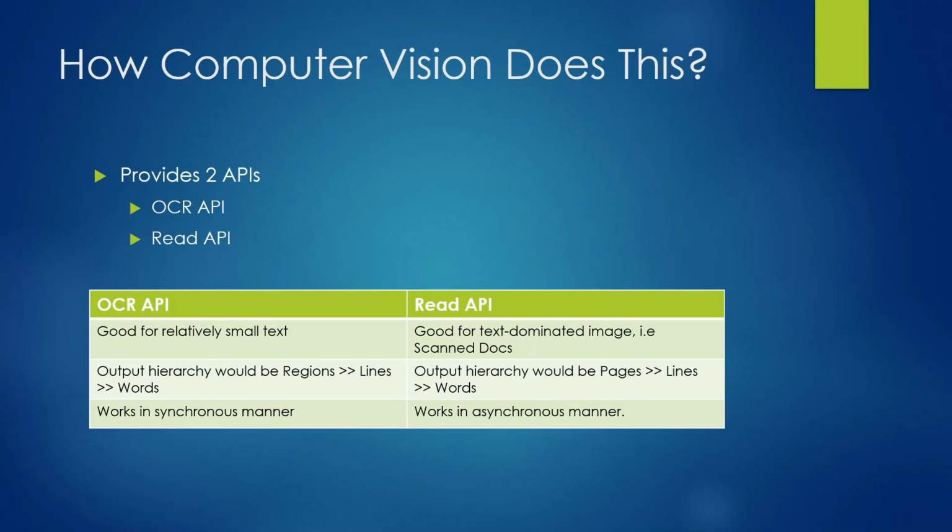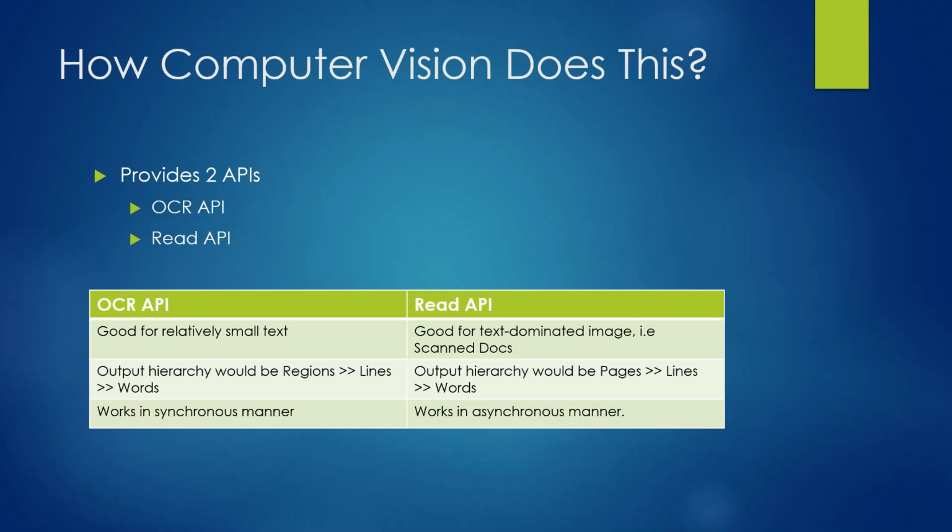Whereas the Read API works very well with an image when the image is highly loaded with text. The best example of this text dominated image is any scanned document, or you could say any printed document. Here the output hierarchy is based on pages. So an image will have multiple pages, individual pages will have a number of lines, and those lines will have their own number of words. So this is how both these APIs work. And as the Read API deals with a huge number of words and lines, it works in an asynchronous fashion, so that our UI will not hang until the complete document is scanned or data is extracted. Whereas the OCR API works in a synchronous fashion.